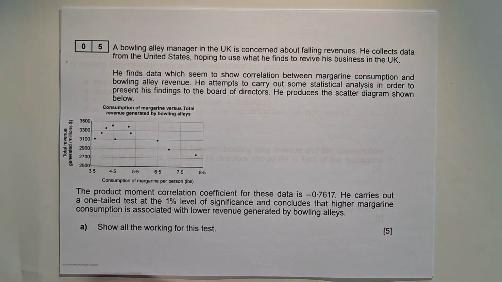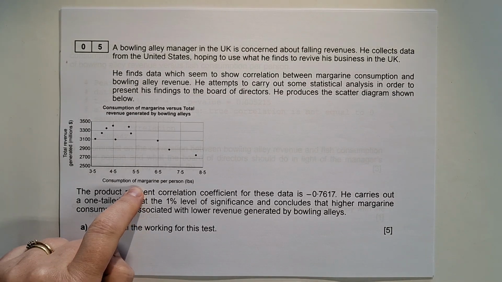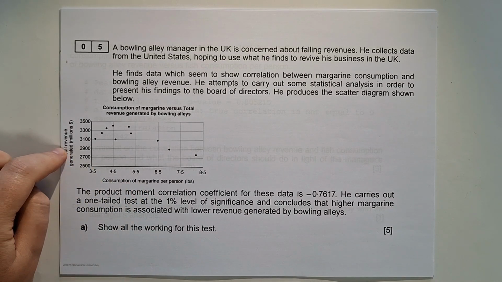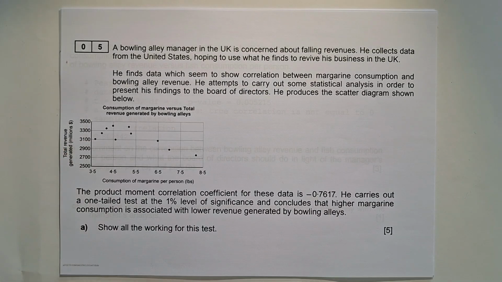He carries out a one-tail test at the 1% level of significance and concludes that higher margarine consumption is associated with lower bowling alley revenues. Those are two ridiculous things to try and correlate, but that's what we're supposed to be doing in this question. So part A, show all the working for this test. We basically have to carry out the test and show how the numbers mean we come to this conclusion.